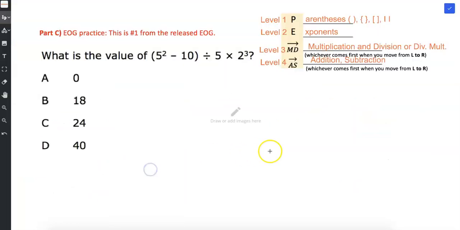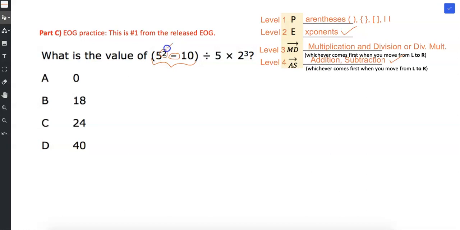And then we are going to apply this on an EOG problem. So what is the value of 5 squared minus 10, that quantity, divided by 5, multiplied by 2 to the power of 3? Well, we need to start with the parentheses. So we're going to simplify the 5 squared minus 10. So look at the inside of this set of parentheses, and we have both exponents and subtraction. Well, exponents is before the subtraction, so I need to deal with the exponent part first.